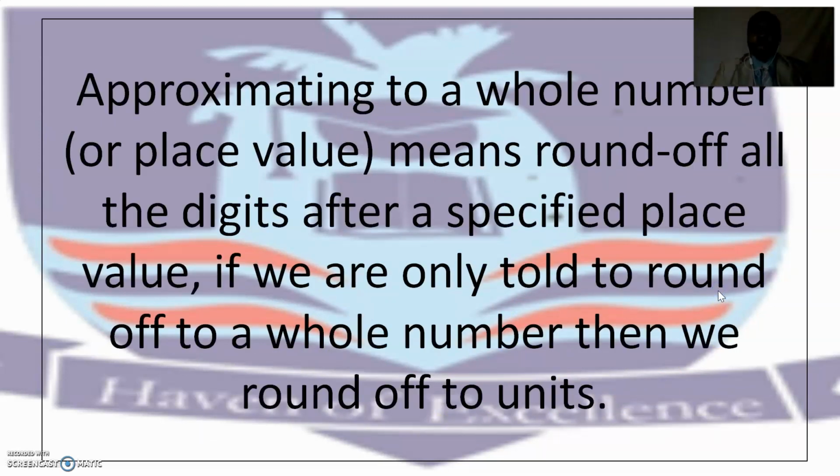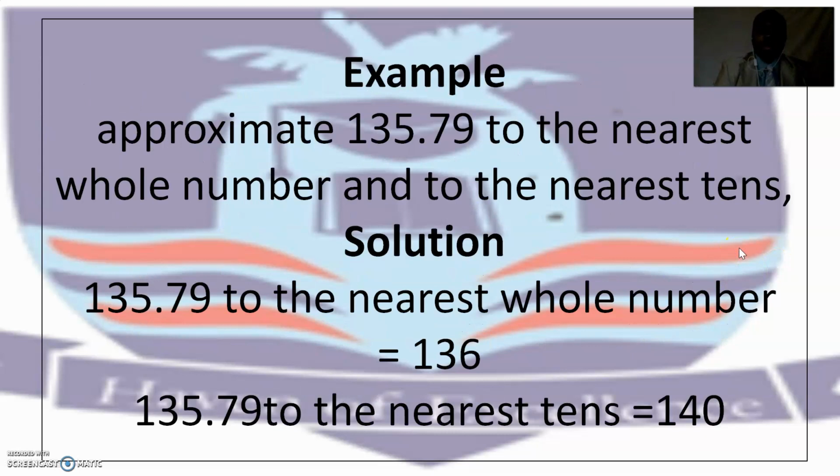Rounding off to a whole number simply means you should round off every digit after a specified place value. And if we are told to round off to whole number, that means round off to the nearest units. So here we are given the number 135.79, and we are told to round off to the nearest whole number and to the nearest tens.